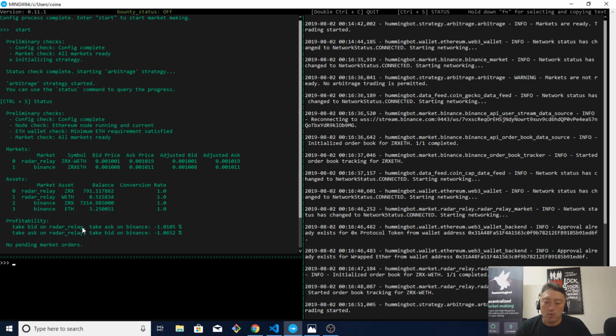And so the way Hummingbot works is it checks if there's an arbitrage opportunity. If there is, then it checks if you have sufficient balance to actually execute that strategy. And it'll issue orders for the minimum of the arbitrage opportunity and the balance that you have.